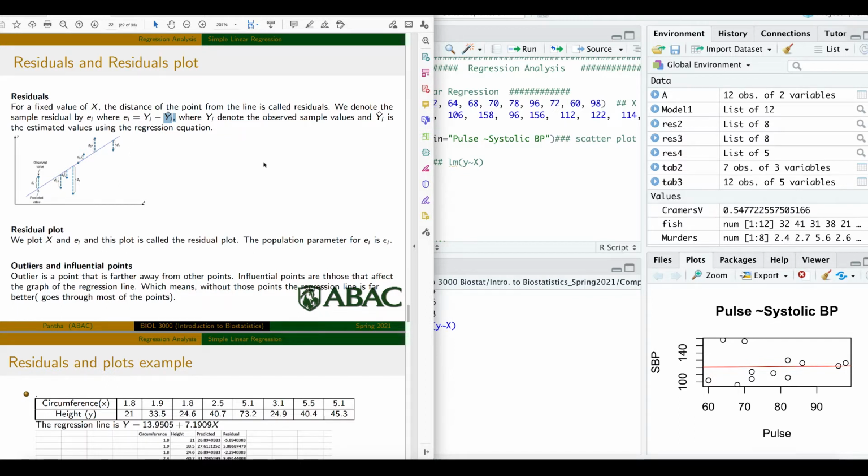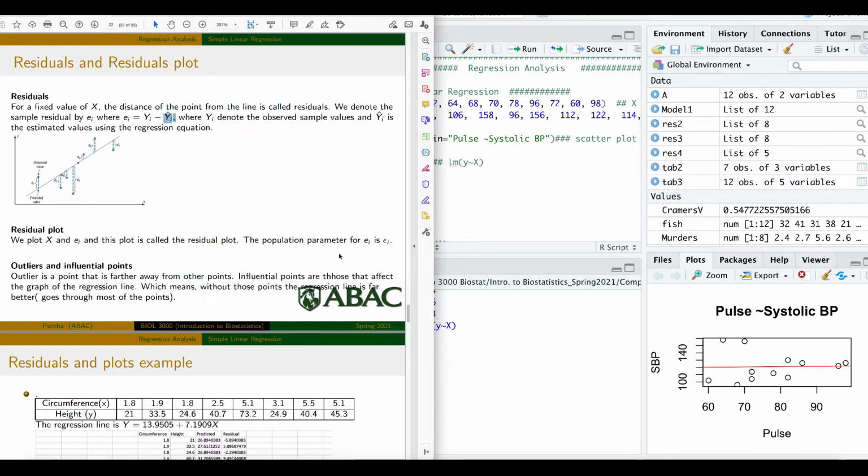So what is the residual plot? If we plot x along the x-axis and e sub i along the y-axis, that is, if you plot x versus the residuals or the error, that is called the residual plot. This kind of plot is particularly useful when you test the normality, when you test the homogeneity of variance, all those kind of things, right? That's why we usually deal with the residuals, not the individual data.